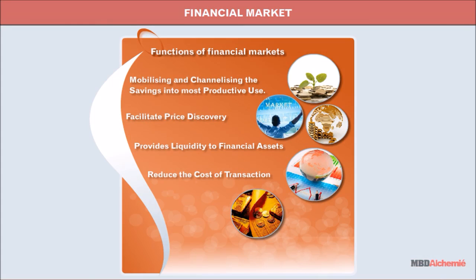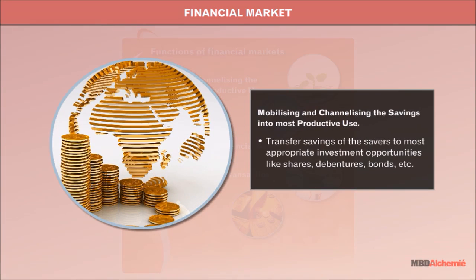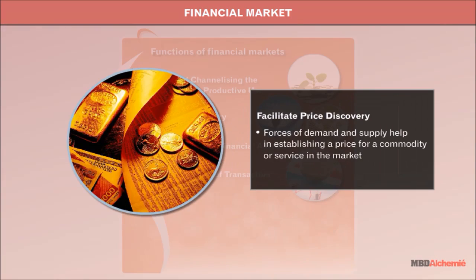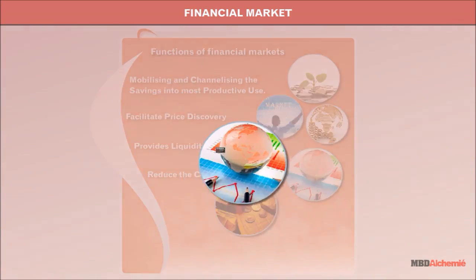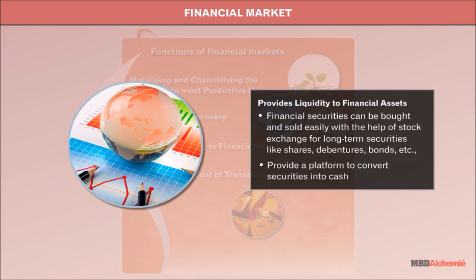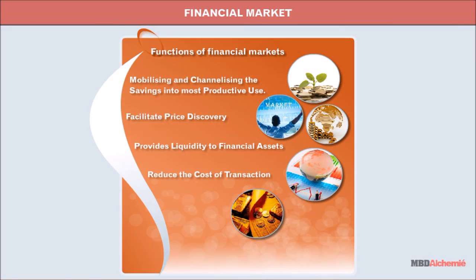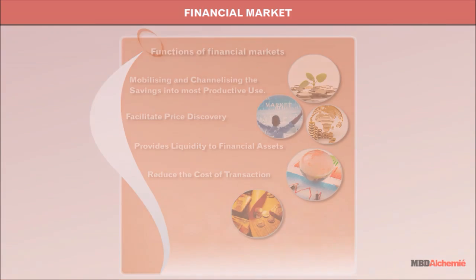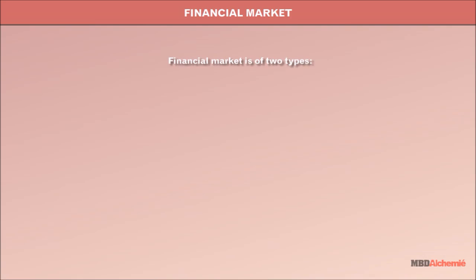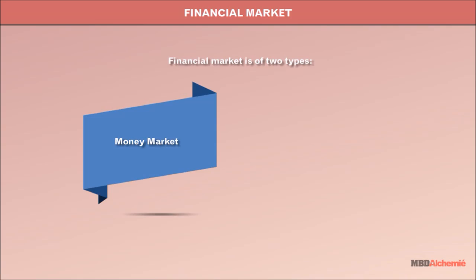Functions of financial market. These are mobilizing and channelizing the savings into most productive use, facilitate price discovery, provides liquidity to financial assets, and reduce the cost of transaction. Types of financial market. Financial market is of two types: money market and capital market.